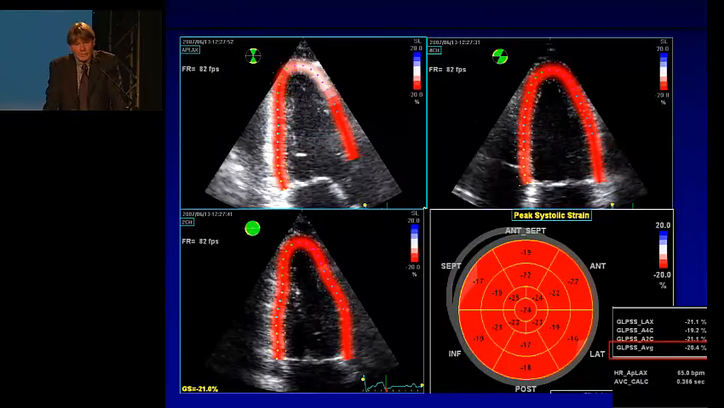And with echo, we can look at strain. And strain is probably the next step after ejection fraction. Strain looks at the active deformation of the myocardium. So this is really looking at the force and the power of the myocardium.